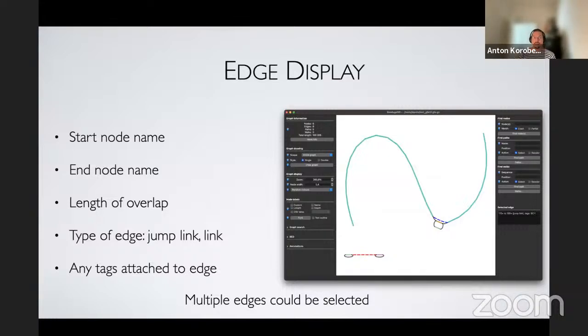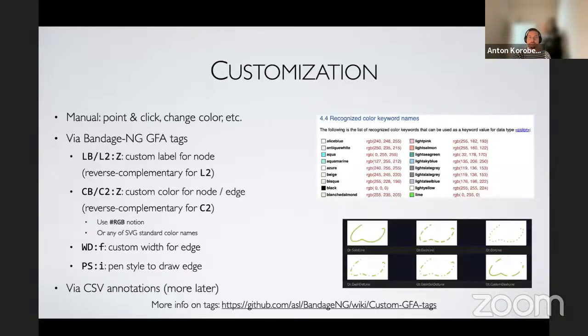So the edges connect different nodes, different segments, and they correspond either to links or to jumps. If you click on the edge, it shows the start node name, the end node name, the length of the overlap, if any, and the type of the edge, so whether it's a jump, link or an ordinary link, and any tags attached to the edge. And again, you could select multiple edges.